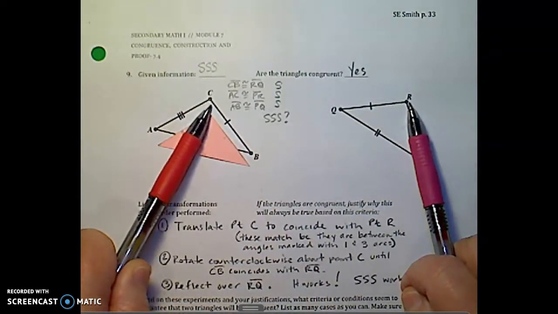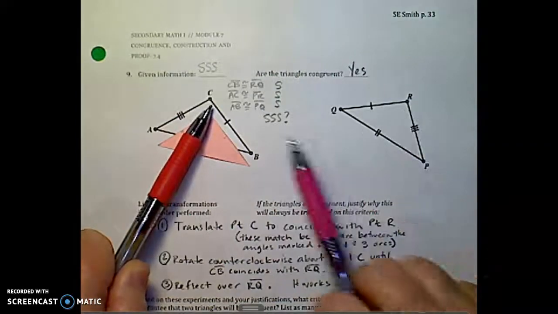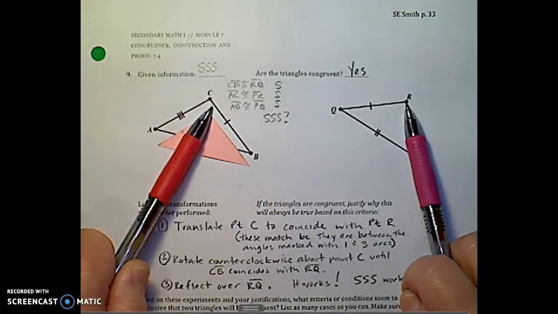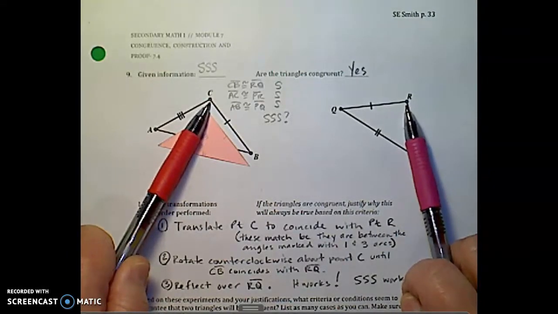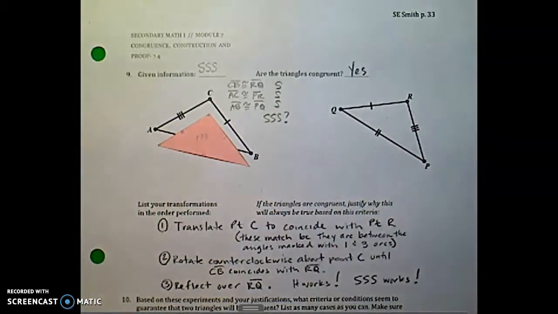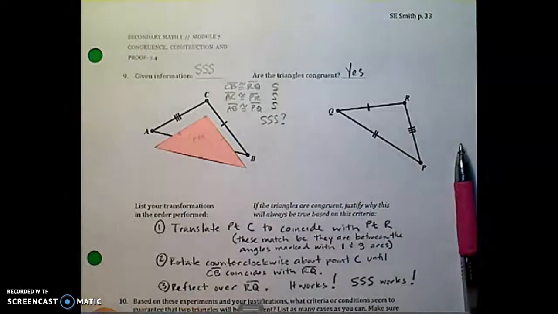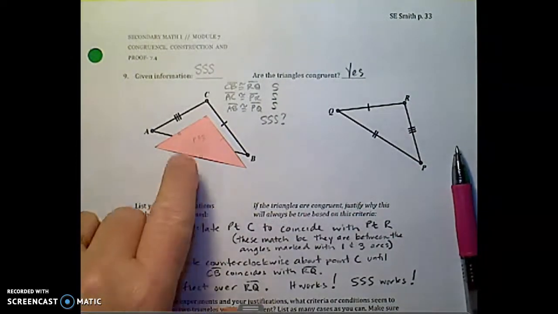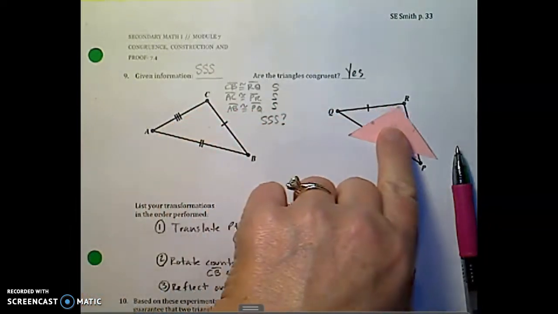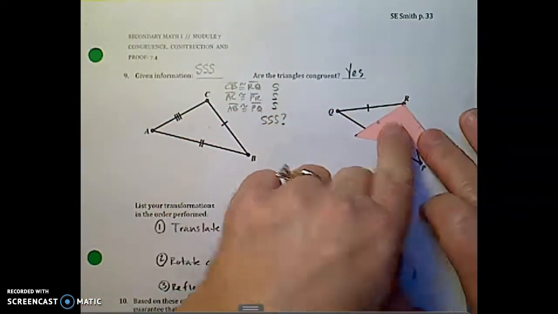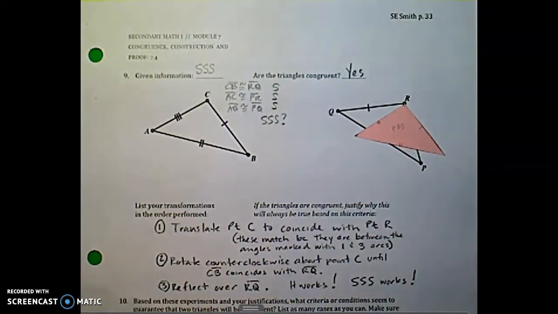Now technically at this point we don't know that C and R are congruent, but this process will help us validate that they actually are. So I'm going to match up C and R. Again, you can take any pair of corresponding angles that you want. These are just the ones I'm going to choose. So point C matching up to point R goes right there. Notice how I didn't rotate or anything yet? So I'm just going to translate.